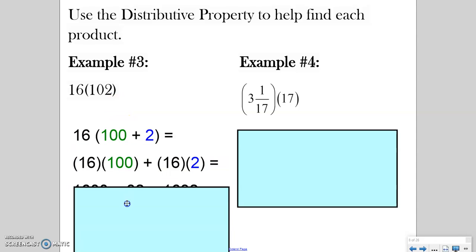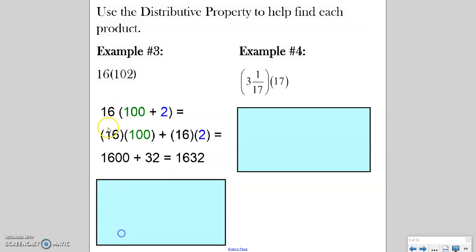So I'll show you the steps. You've got the 16 out there. The 102 can be broken up into 100 plus 2. These are two manageable numbers that you can multiply by the number outside the parentheses, and then use the distributive property. So you don't even need to use a calculator.